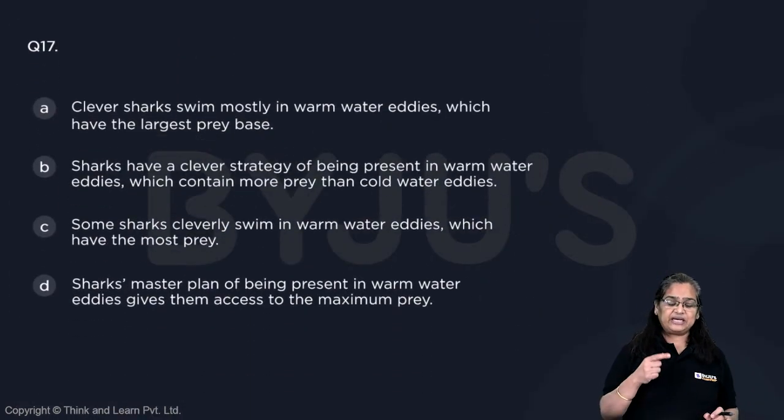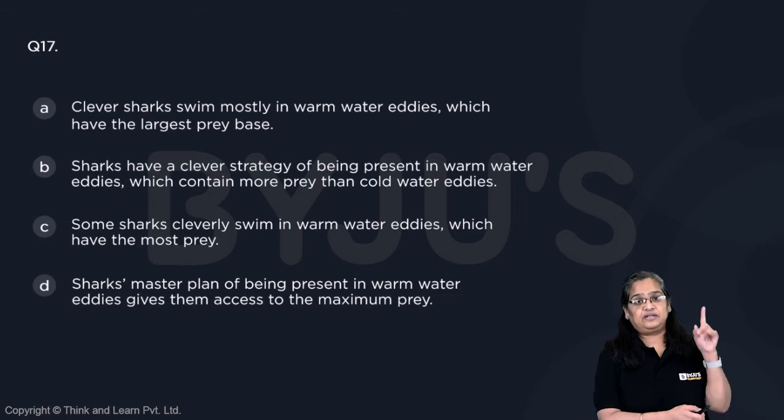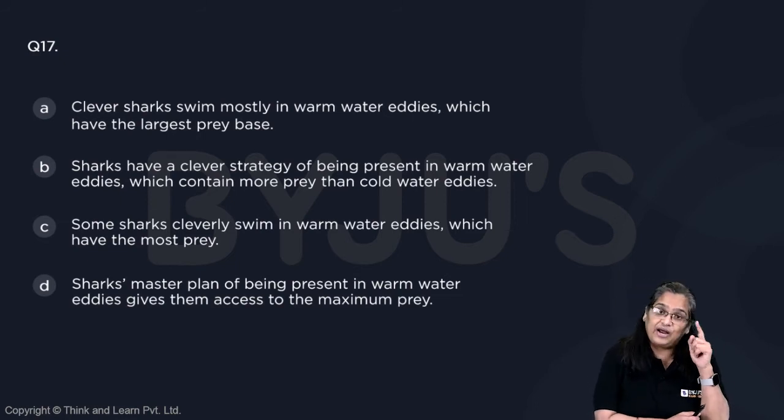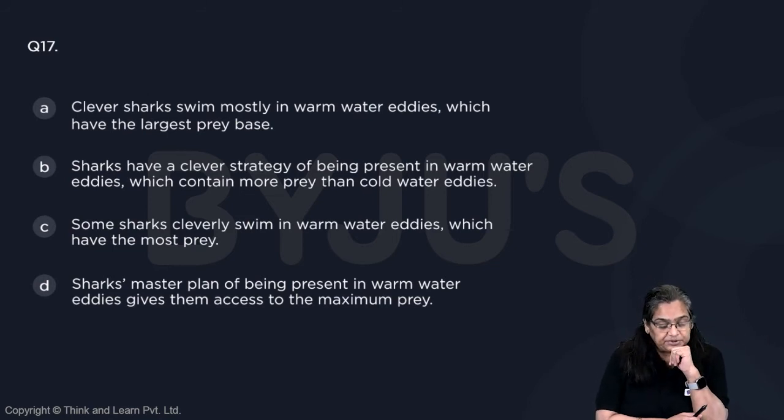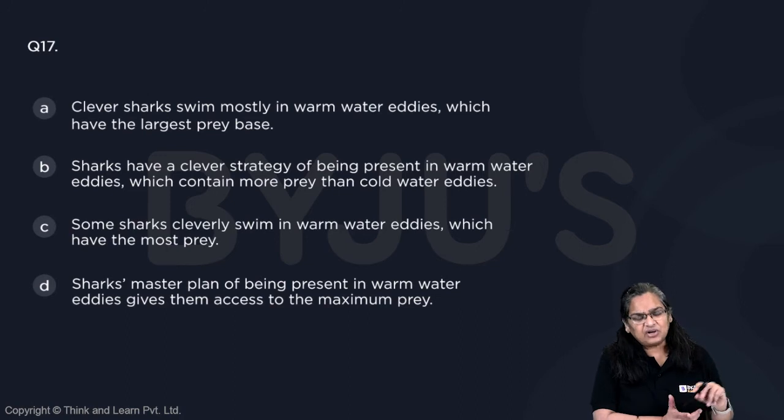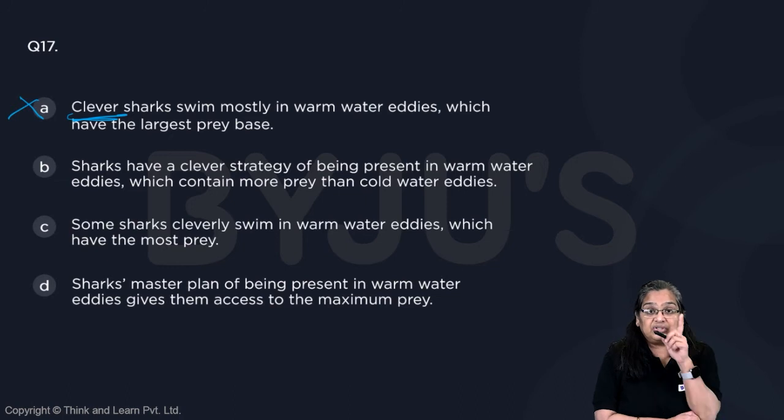Very easy. You can easily get the options if you get the summary in your head before you look at the option. Otherwise, everything looks the same. Every option will look the same. I can guarantee that. Option 1, clever sharks. Is he talking about clever sharks? Some sharks have a clever strategy. Clever sharks means all clever sharks swim mostly in warm water eddies. So the subject is some sharks, not all sharks. The subject is some sharks, not all clever sharks.